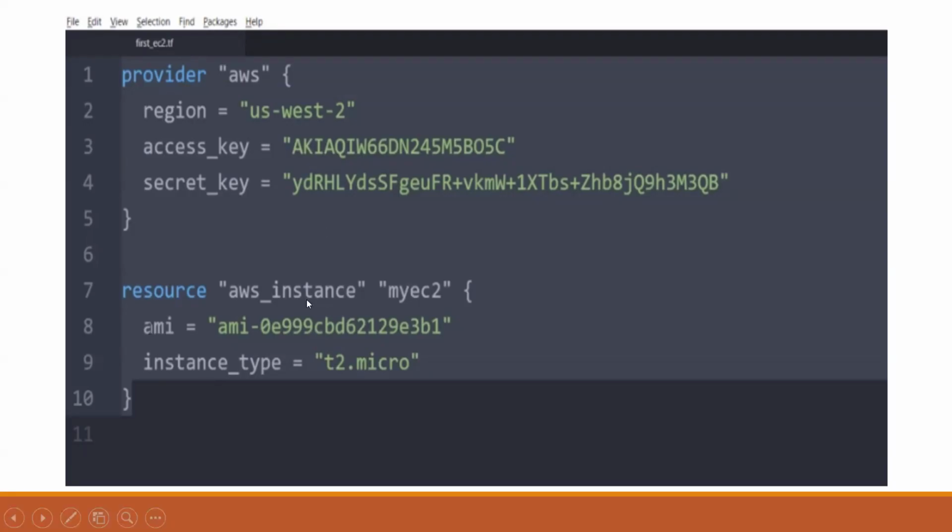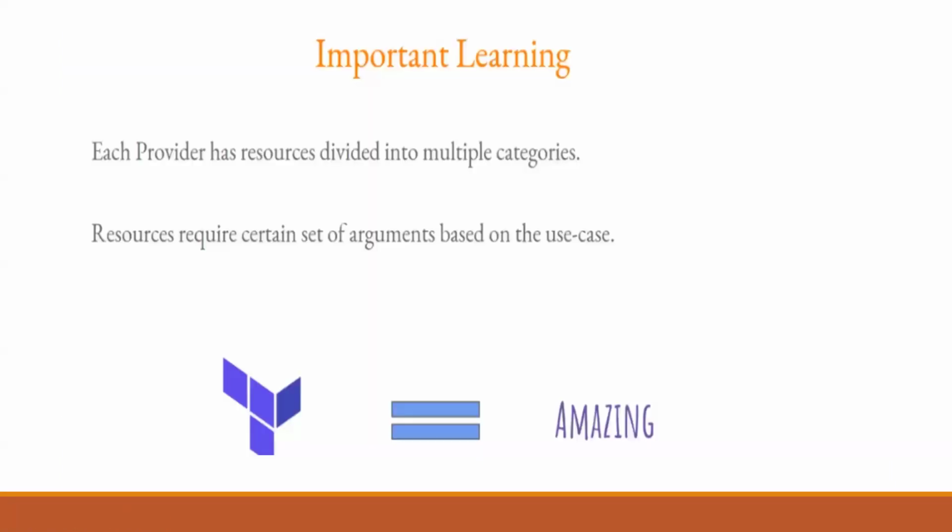aws_instance is the resource. aws_s3 is a resource. aws_vpc is a resource. So this is the resource name. What do we need to provide? We need to provide the AMI and the instance type.